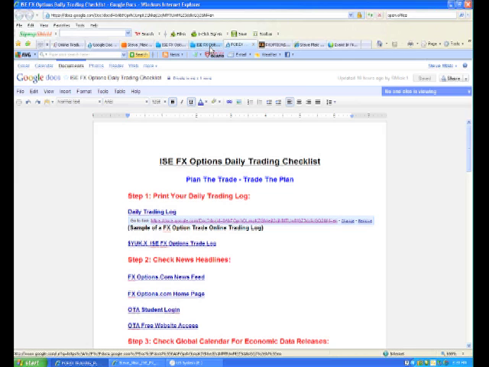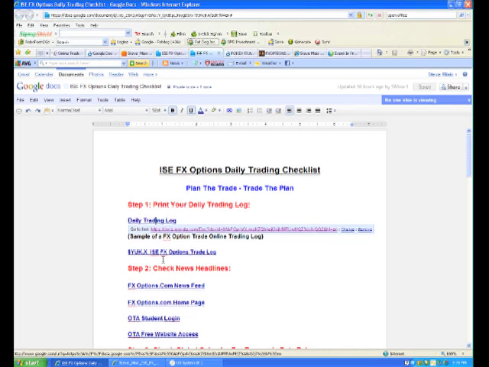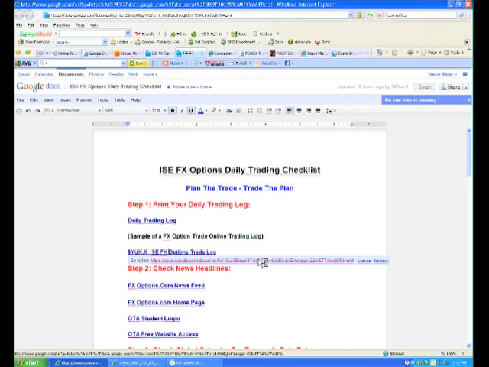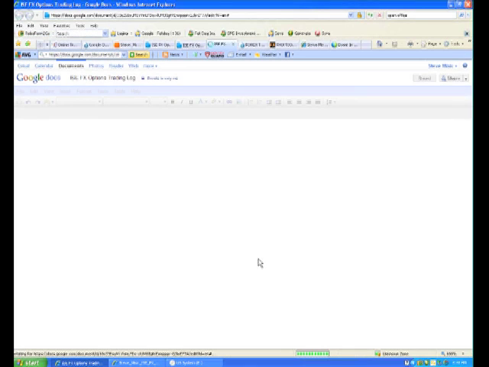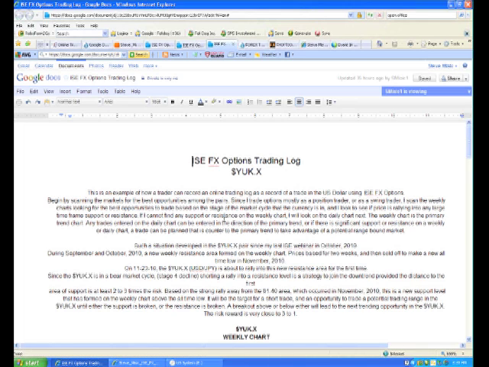So going back to my checklist, here's an example of an online trading log and an actual trade that's set up since the last time I did a webinar for the ISE. This one's going to take a second or two to load. Should be able to see where it says ISE FX options trading log for the yen. Okay? Everybody see that?